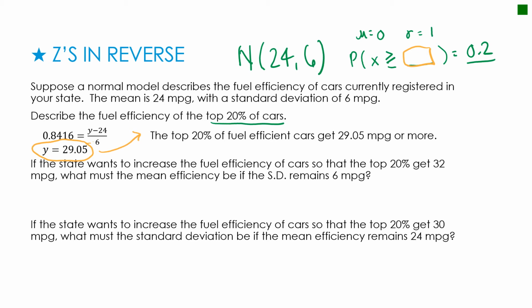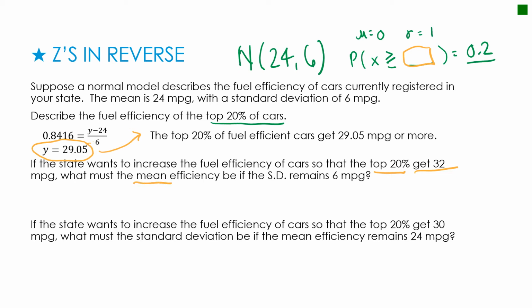It says if the state wants to increase the fuel efficiency of cars, so the top 20%, so I'm still looking at top 20%, which is still 0.8416, but I want them to get 32 miles per gallon. What must the mean efficiency be?